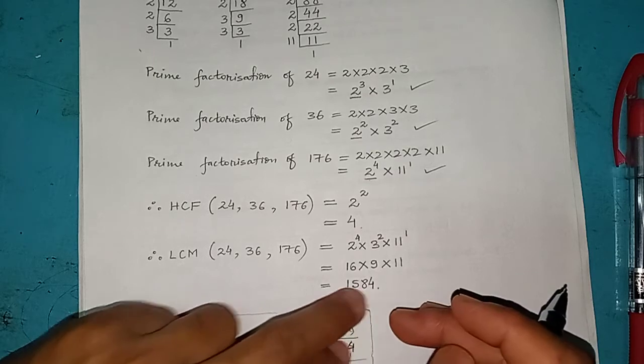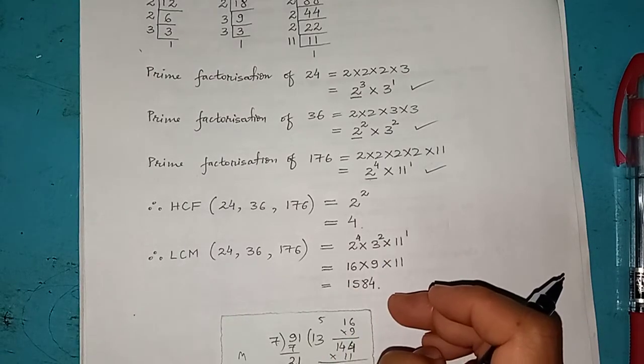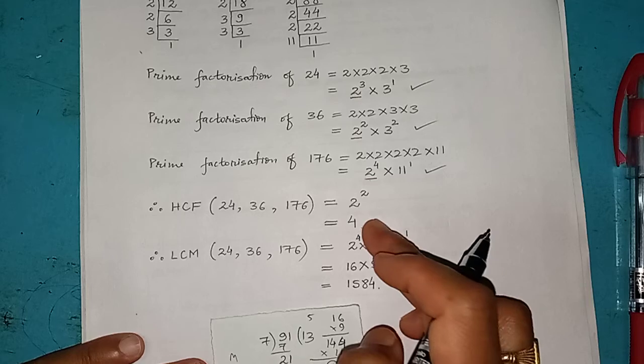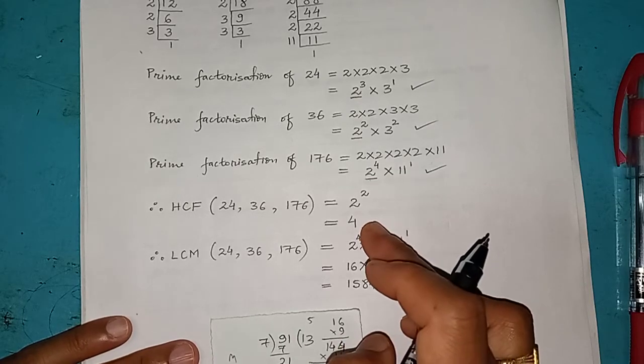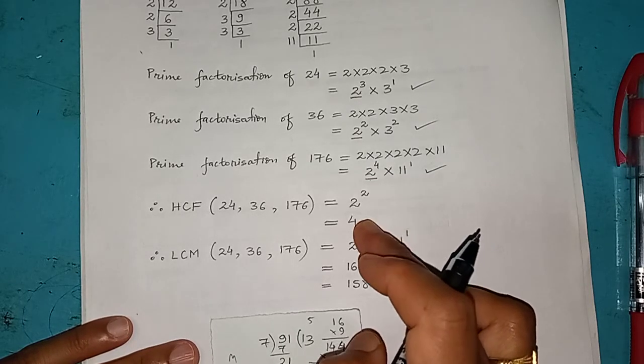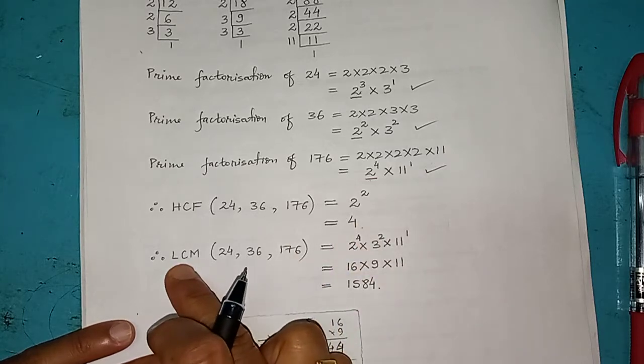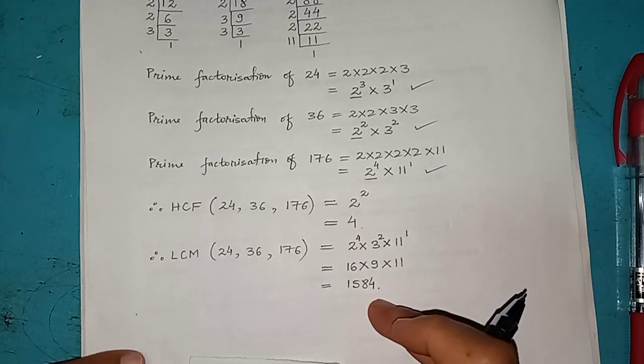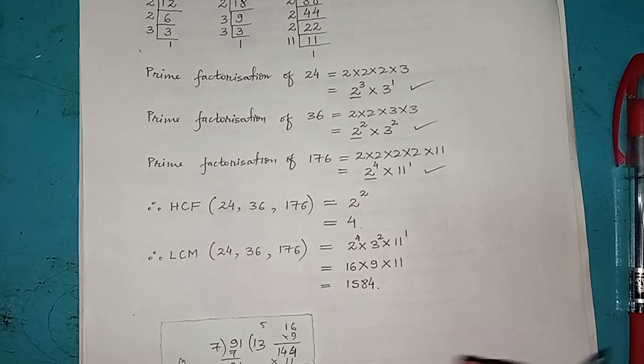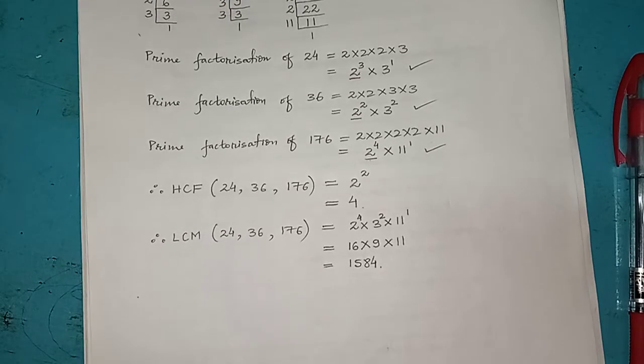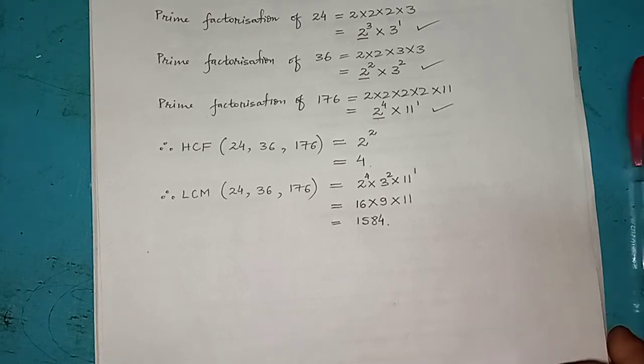So we have found the HCF and we have found the LCM. HCF is 4, and LCM is 1584. So I hope you've understood the sum. In the same way we can do the other sums from this exercise.